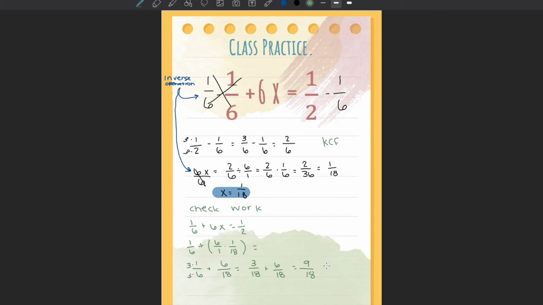Now we can simplify. I know that 9 goes into 9 and 9 goes into 18. So 9 divided by 9 is 1, and 18 divided by 9 is 2. So we know we did our math correctly because we got out with 1/2. Now I'm going to highlight where we made that connection of substituting the value in for our variable.